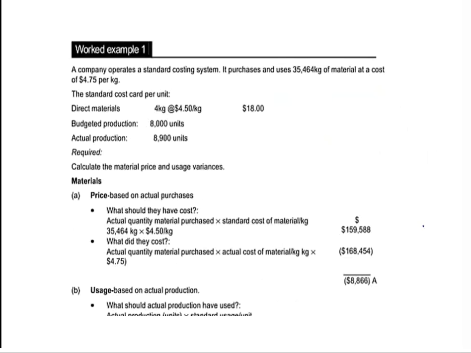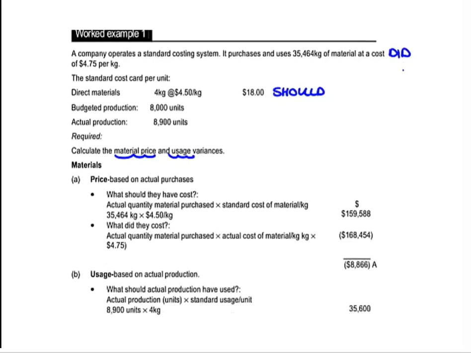What we have in worked example 1 then is some information, and then we're able to calculate the material price and the usage variances. So what we're going to be doing then is having a look at whether things came in at what they should have cost or not. We're given some information then about what should have happened and what did happen. So the should is going to come from the standard cost card, and then the actual purchases made of 35,464 are what it did cost. So what we want to do then is to use this information to calculate our price and usage variances.